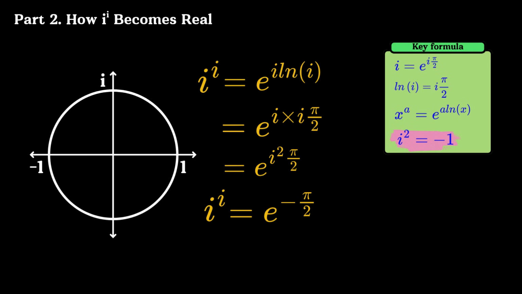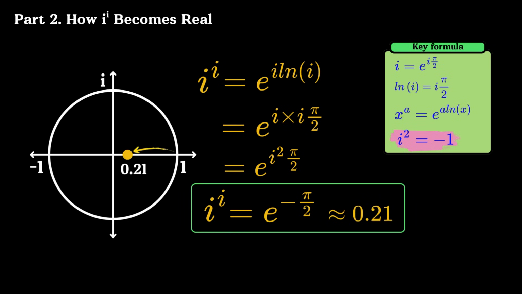Numerically, that's about 0.21. So our 90-degree rotation operator raised to the power i turns into a real tiny number on the number line, a pure shrink by e to the minus pi over 2, with no rotation at all.